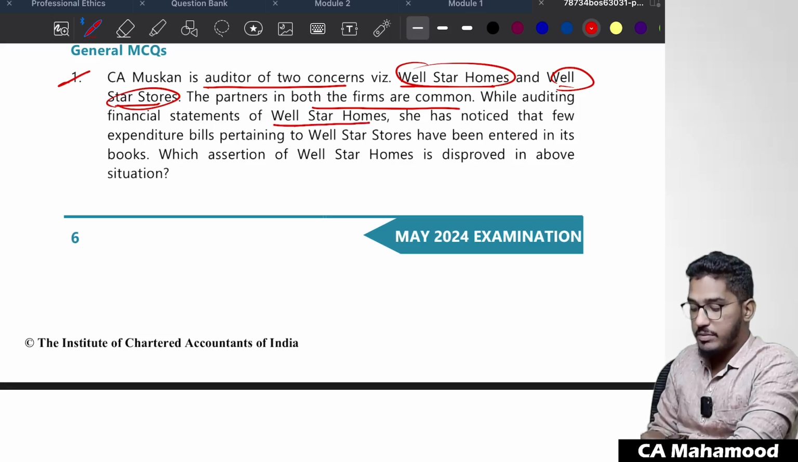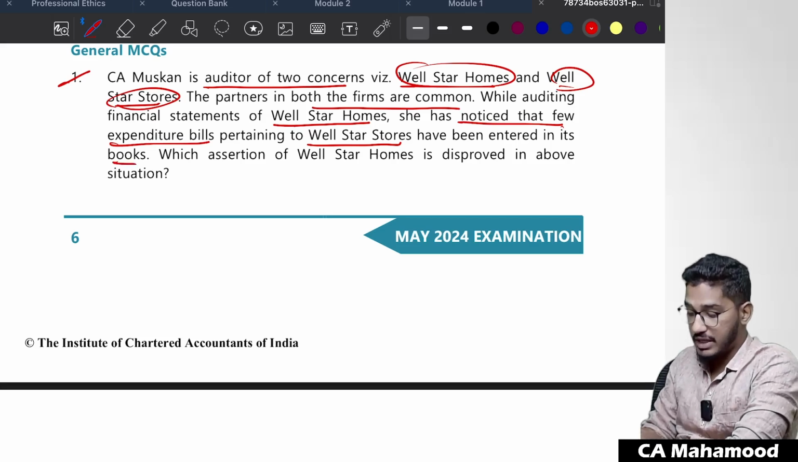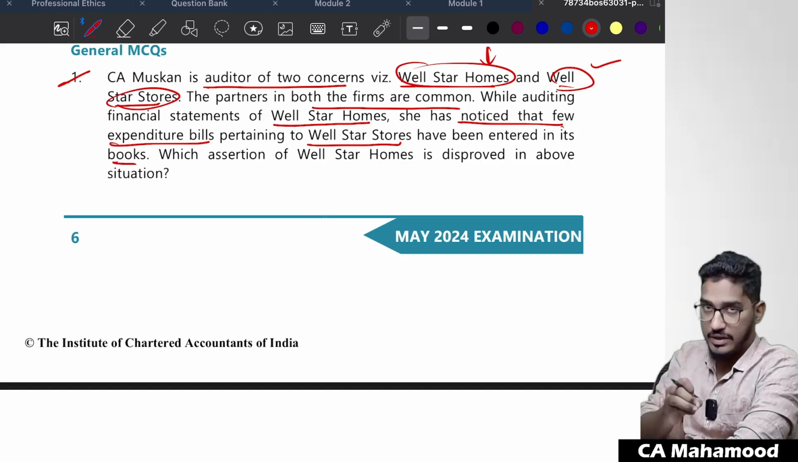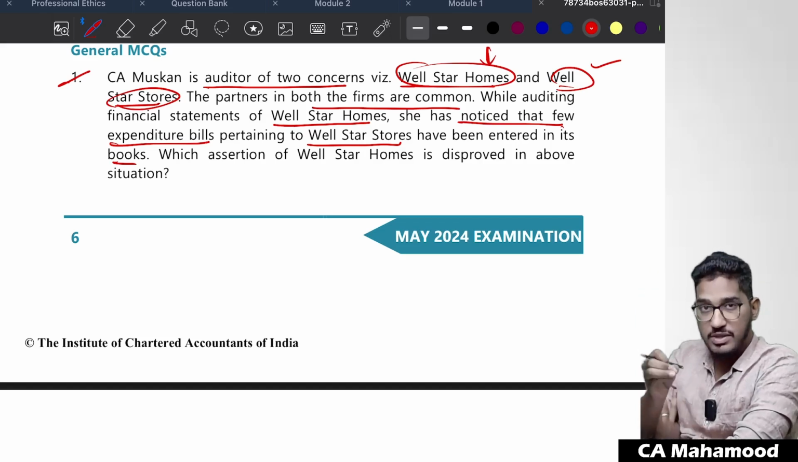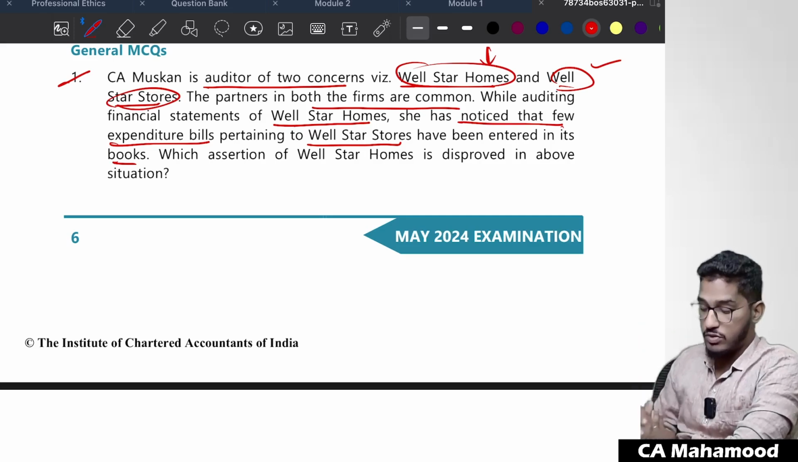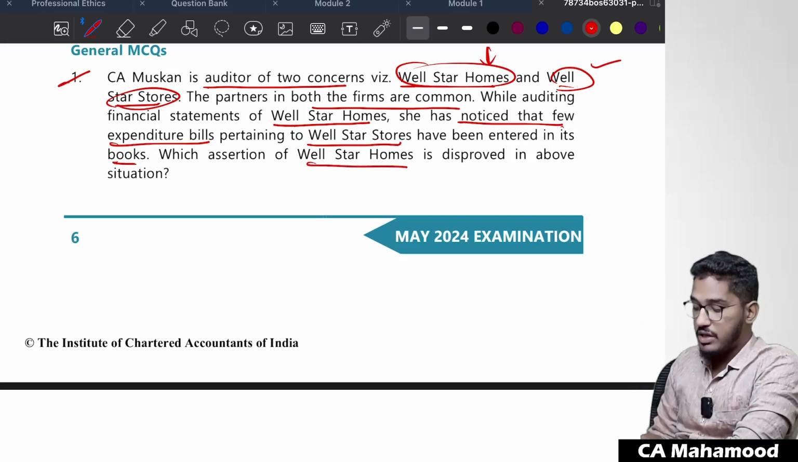While auditing financial statements of Wellstar Homes, she has noticed that few expenditure bills pertaining to Wellstar Stores have been entered in its books. That means whatever expenditure is related to the other entity has been recorded in this entity. The expenditure which doesn't belong to your client, which did not occur in your client's business, has been recorded in your client's books. Which assertion of Wellstar Homes is disproved? Which assertion is violated here?